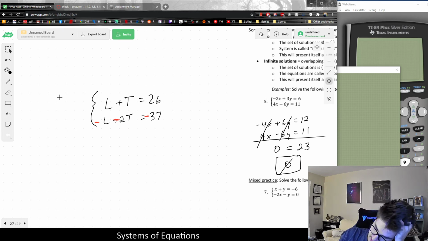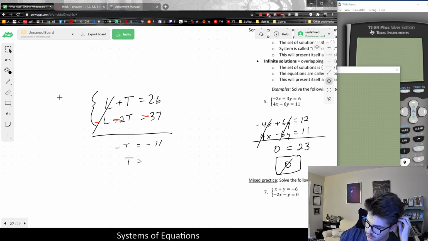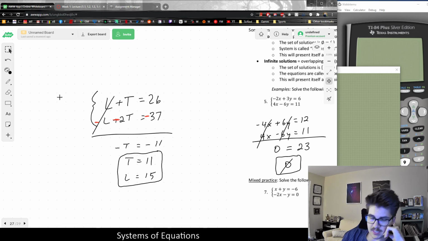L minus L is 0, elimination. T minus 2T is negative 1T, and 26 minus 37 is negative 11. And if I divide by negative, or just negate once again, I would get that T must be 11. And since I have 26 coins in total, of course, L would then have to be 15. And I would figure out exactly how many loonies and toonies she had.